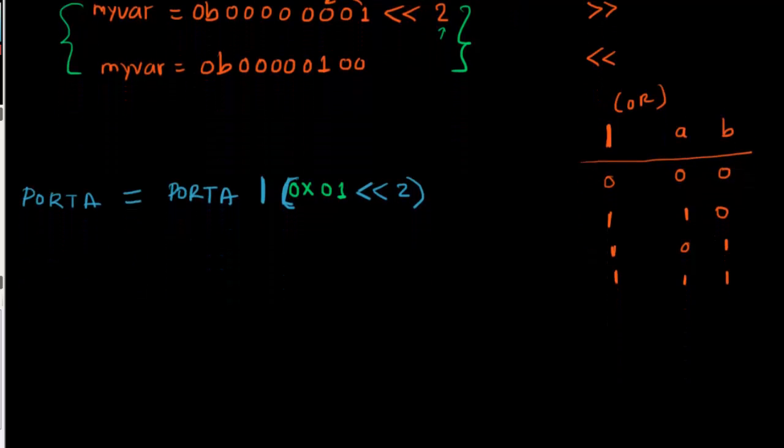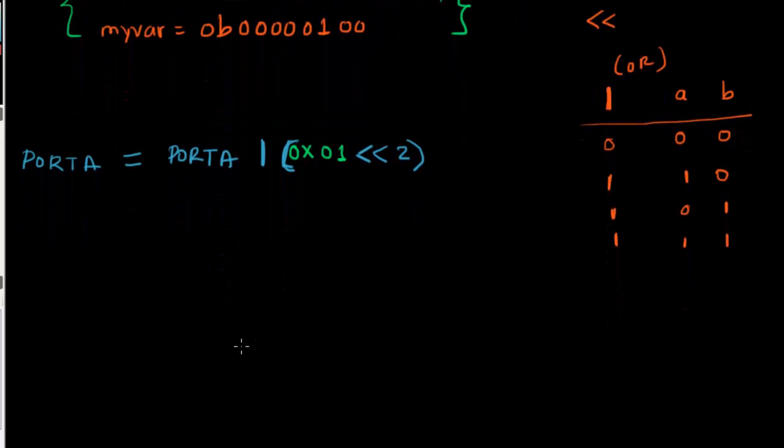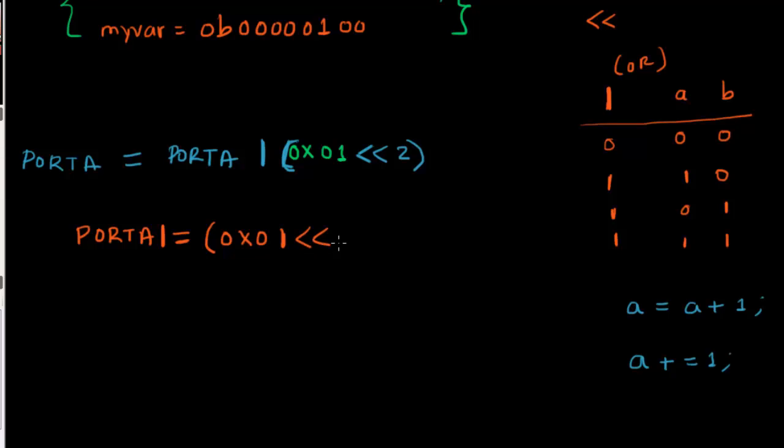Now we could use one more C operator, which is called the compound assignment operator. You should have used this before. Like say I want to increment A by 1. The way we do is A is equal to A plus 1, or simply what you could write is A plus equals 1. So this is equivalent to this. In this case, since port A is common on both sides, we could write it only once. So the way we could write this is port A OR equals. What that means is port A equals port A OR with something. And that something in this case would be 0x01 shifted by the bit position that we want to turn on.